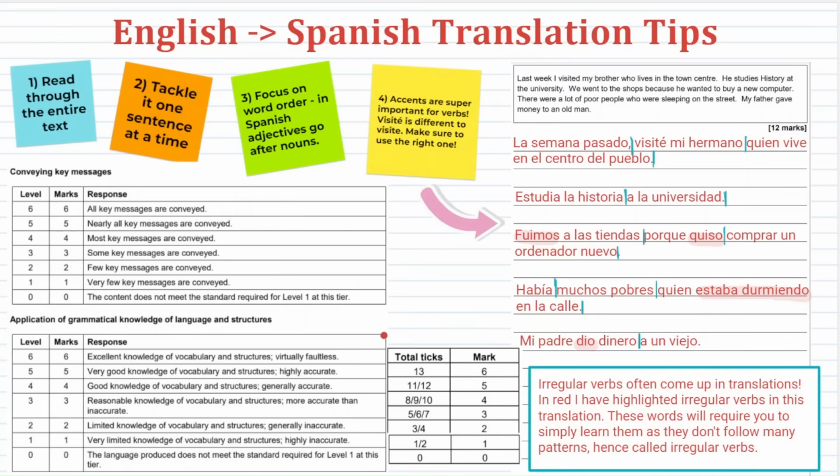Last thing to mention is that in these translations, the examiners love putting irregular verbs to catch you out. For example, quiso meaning he wanted. After you finish this video, I recommend practicing loads of translations. And just because it's the last question on the paper, don't neglect revising it. These 12 marks can be quite easy to achieve.